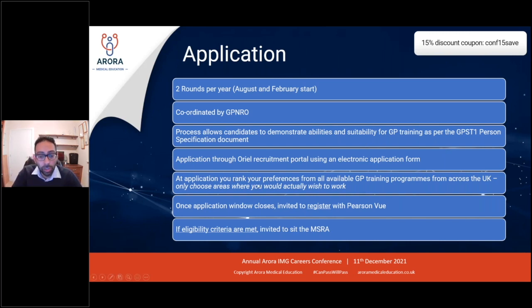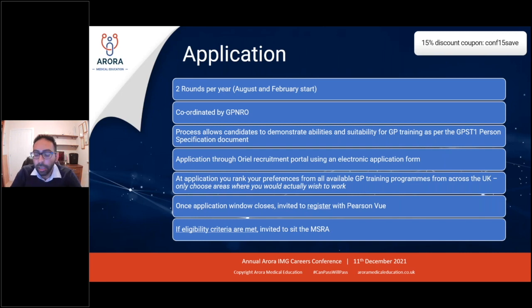And at application, you rank your preferences from all available GP training programs. So you don't apply to West Midlands GP, you don't apply to London GP, you apply to get a GP training program in the UK, and you would rank your preferences when you apply for all those different areas that you want to work in.